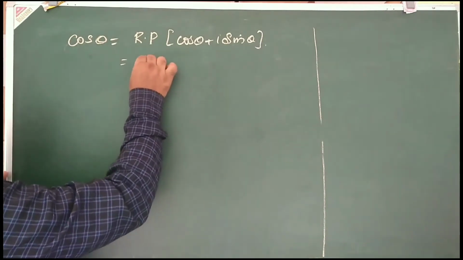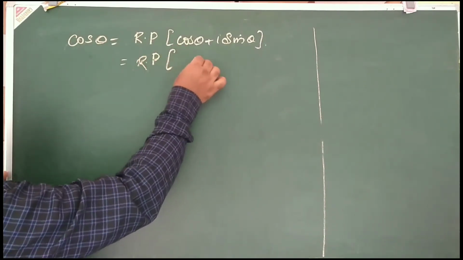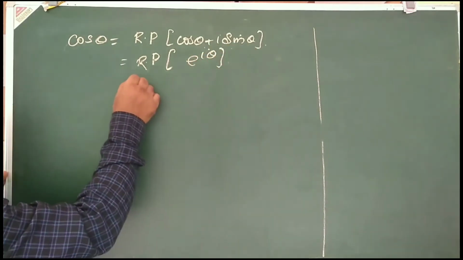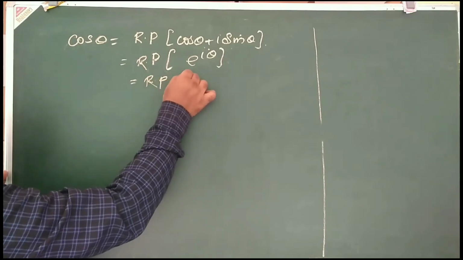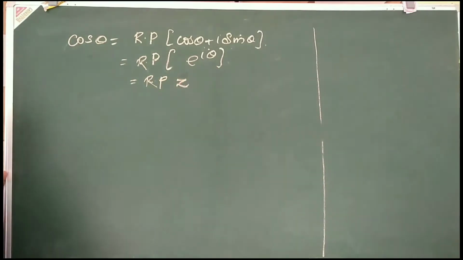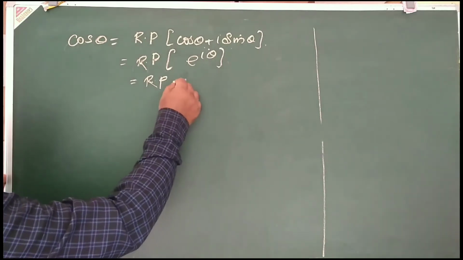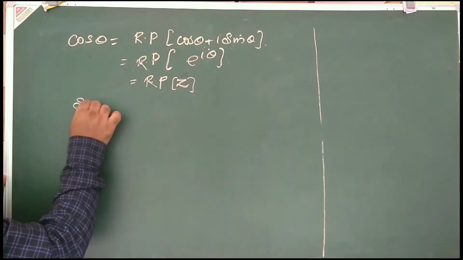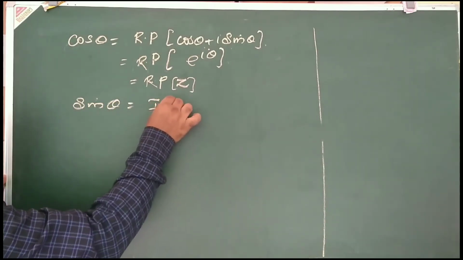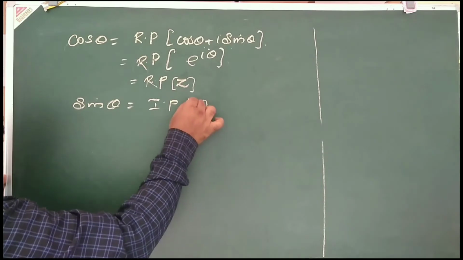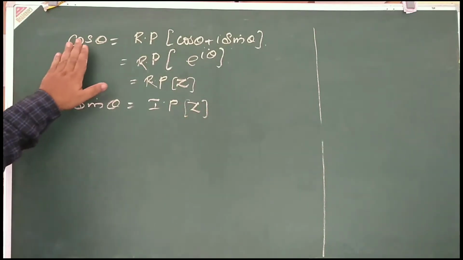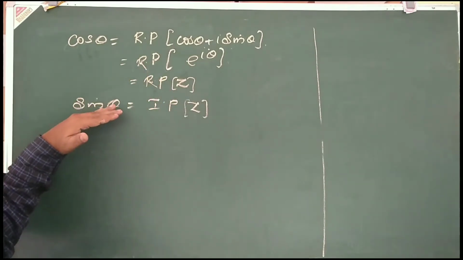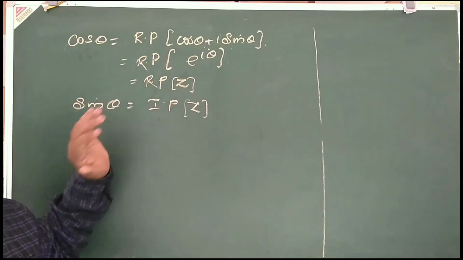Therefore, this is equal to the real part of e raised to i theta, that is cos theta plus i sin theta is equal to e raised to i theta. What is e raised to i theta? Already we have taken e raised to i theta equal to z. Next, what is the imaginary part? So sin theta is equal to the imaginary part of z. So if we have cos theta, we take the real part. If the numerator contains sin theta, we use the imaginary part.